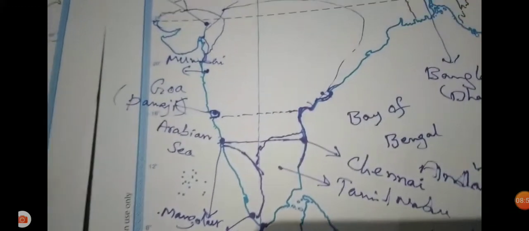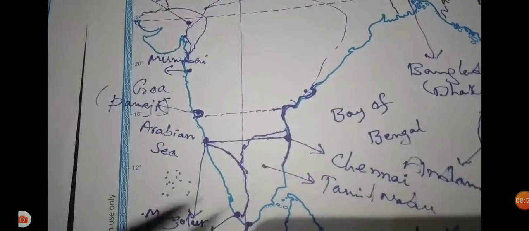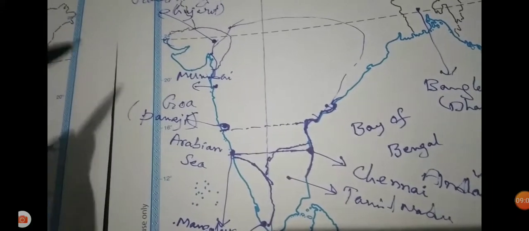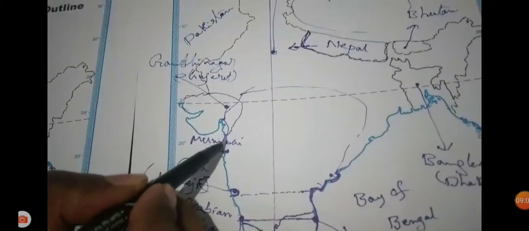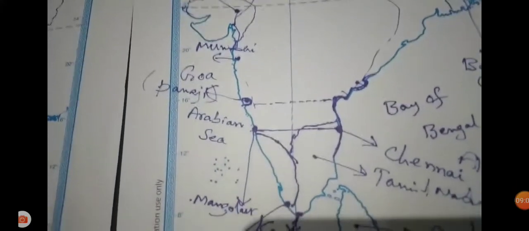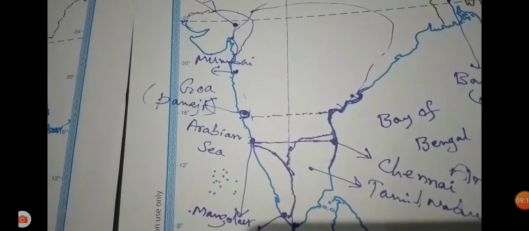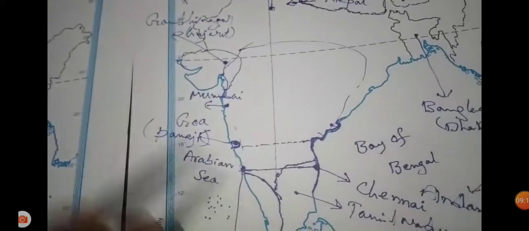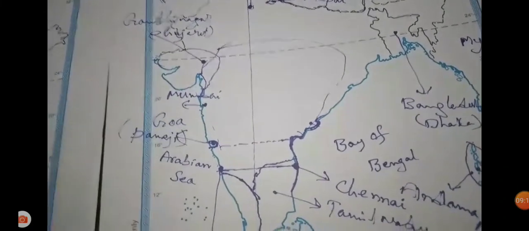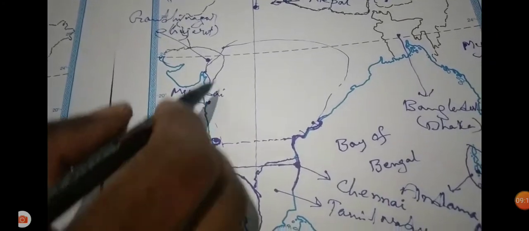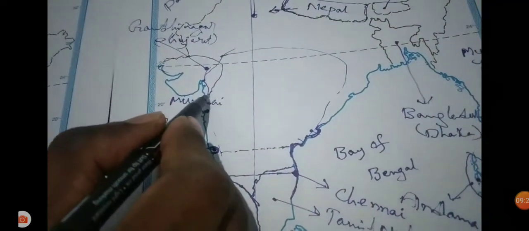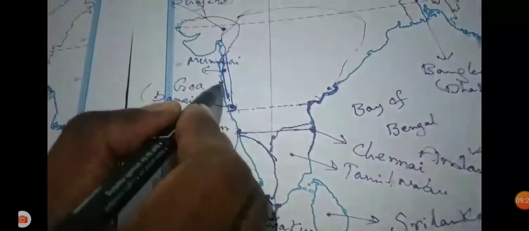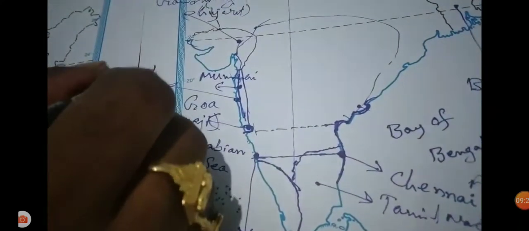Actually, we have divided this into three parts. The western coastal plain runs along the Arabian Sea coast. We have divided it into four parts: the Canara coast, the Malabar coast, the Konkan coast, and the Gujarat coast. Maharashtra and Goa, this entire coastal plain, come under the Konkan coast.